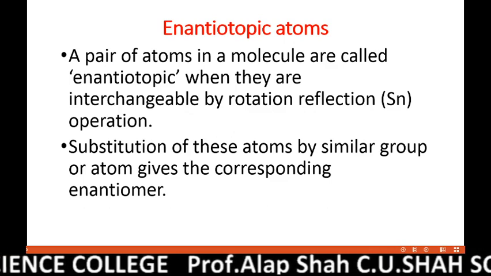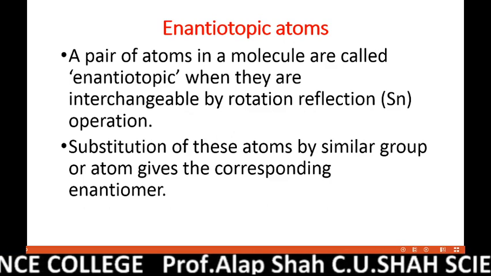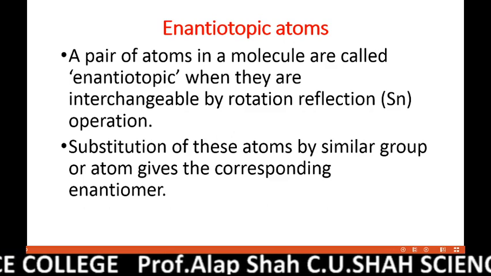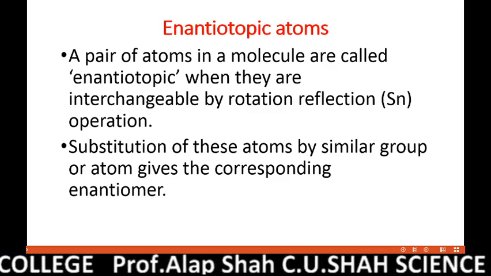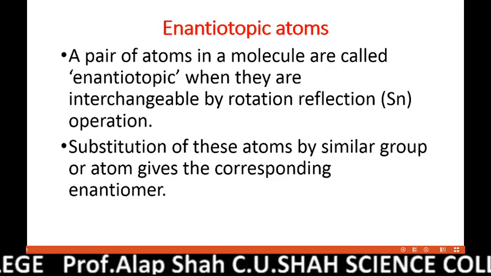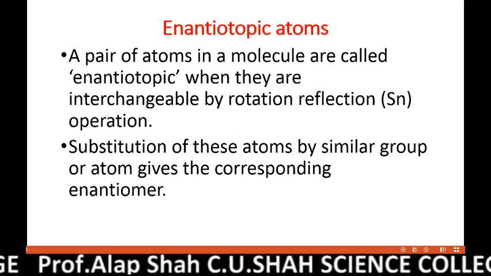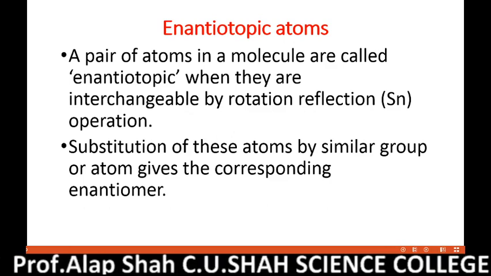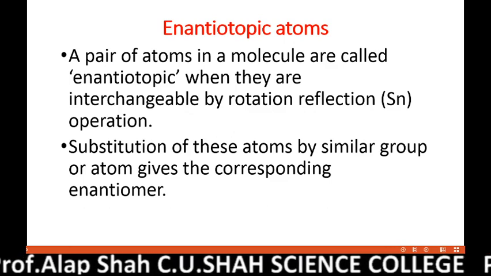So these are the two definitions of enantiotopic atoms or groups. A pair of atoms in a molecule are called enantiotopic when they are interchangeable by rotation reflection, that is, an Sn operation. And as I have mentioned, substitution of these atoms by a similar group or atom gives the corresponding enantiomers.